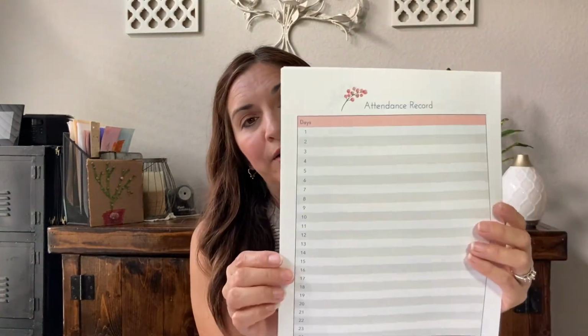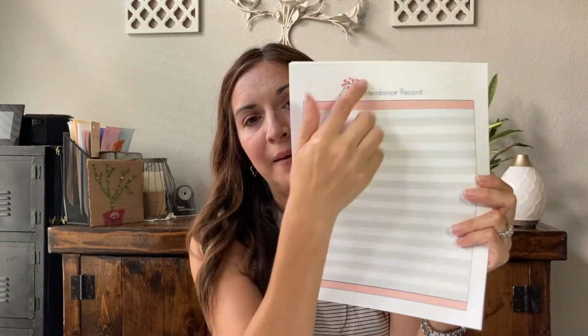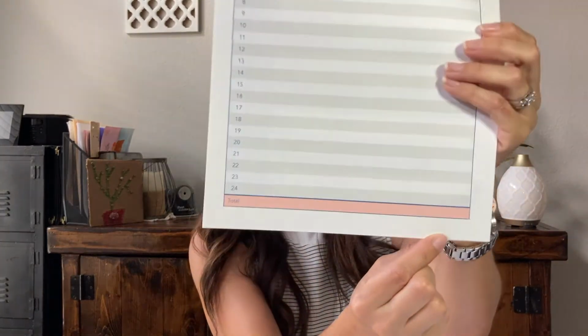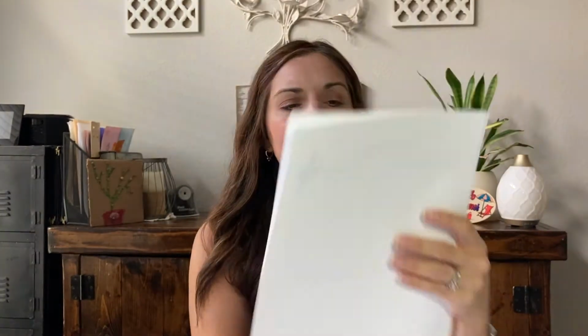An attendance record. And so here I just put the months at the very, very top. And I check off how many days that month we completed, and I can tally it at the bottom really easily to keep track of our days.